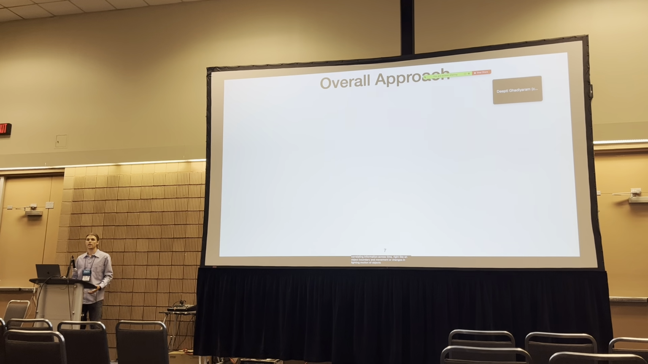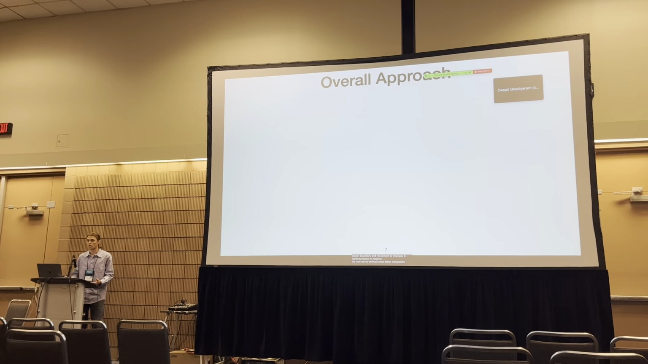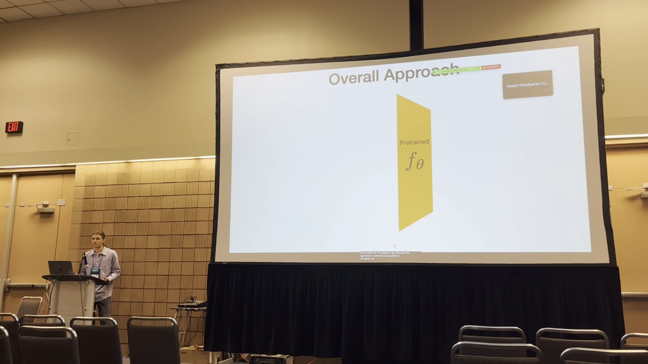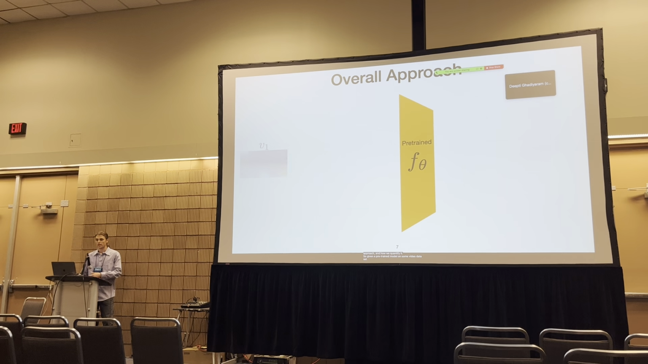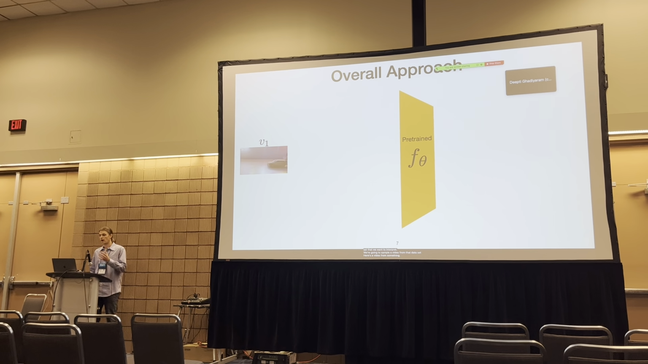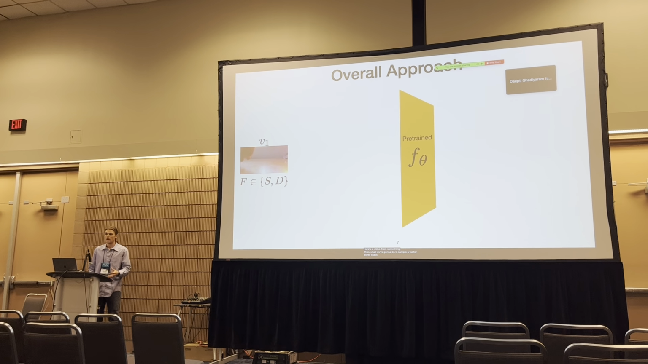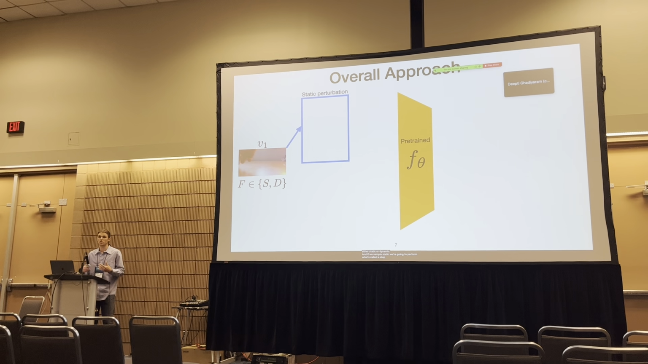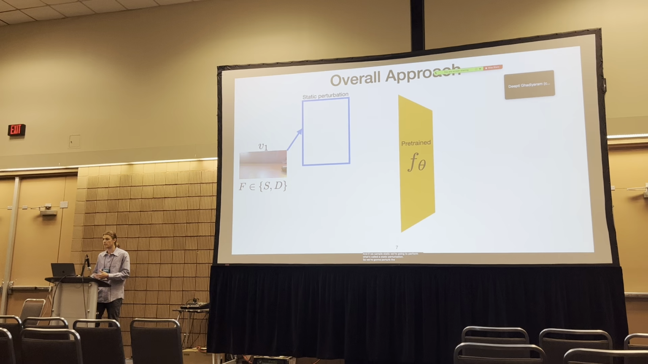So now that we've defined what static and dynamic information is, I'm going to go through the approach and how we quantify it. So given a pre-trained model and some video data set that we want to interpret, we're going to sample a video from that data set. Here's a video from Something-Something. Then what we're going to do is sample a factor, either static or dynamic. And if we sample static, we're going to perform what's called a static perturbation. So we're going to perturb the static information in the video.